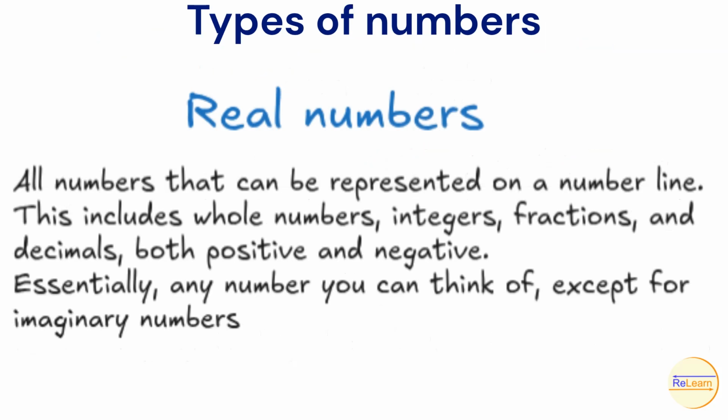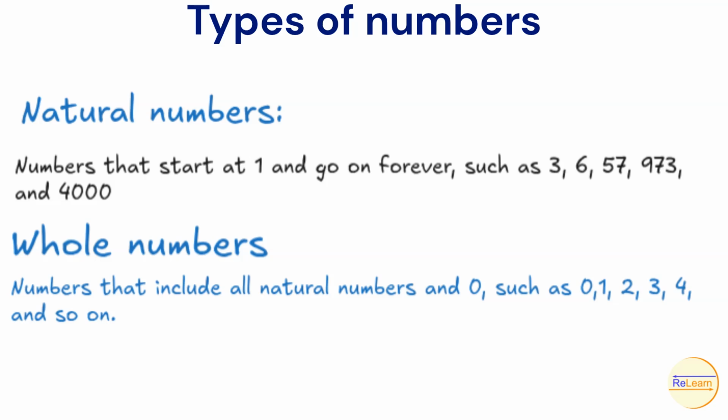Numbers are divided into the following types. Real numbers: all numbers that can be represented on a number line. This includes whole numbers, integers, fractions, and decimals, both positive and negative. Essentially, any number you can think of, except for imaginary numbers like the square root of -1, is a real number. Natural numbers: numbers that start at 1 and go on forever, such as 3, 6, 57, 973, and 4000.